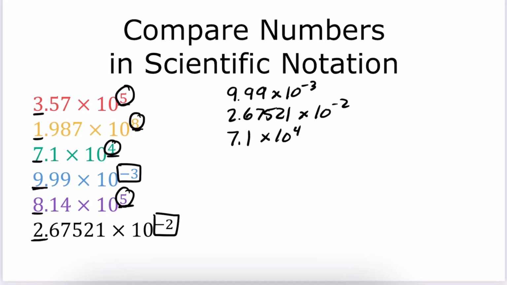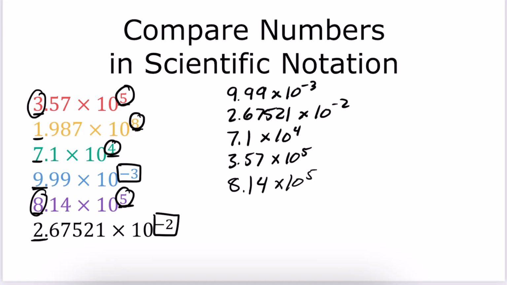And then the red one and the purple one are both multiplying by 10 5 times. So the 3 and the 8 are both in the same place value. But because 3 is smaller than 8, that's going to be the smaller number. So we'll write that one next as we're ordering these from least to greatest. And then we'll have 8.14 times 10 to the fifth as our next one.